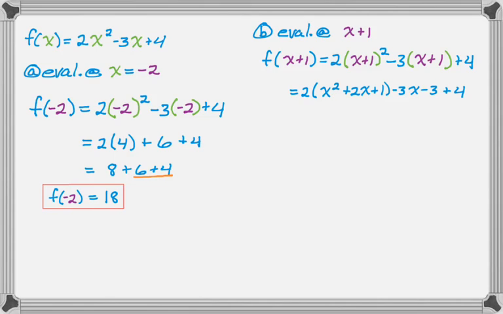I'm going to distribute the 2 to everything in parentheses there. So I'm following the order of operations, really. Rewrite that. Now I'm going to go through and collect like terms.